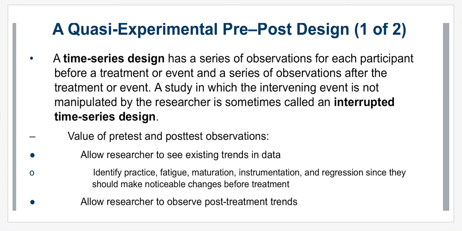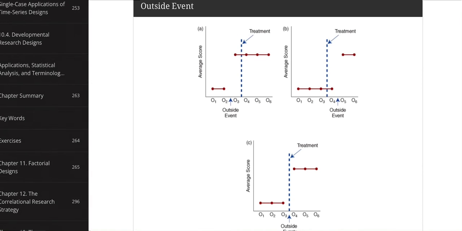But as far as the pre-test trends, or even looking at the post-test and pre-test trends together, you can identify practice effects, fatigue effects, maturation, all of those things. You could notice those by comparing them. And so in your book, this figure 10.5 shows you an example of how some kind of outside event, like a history effect, could affect your scores.